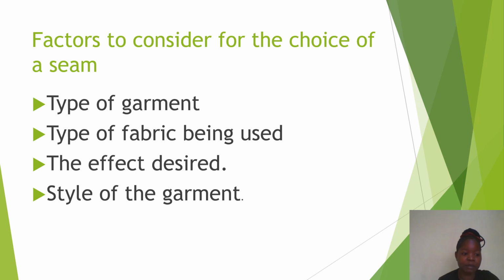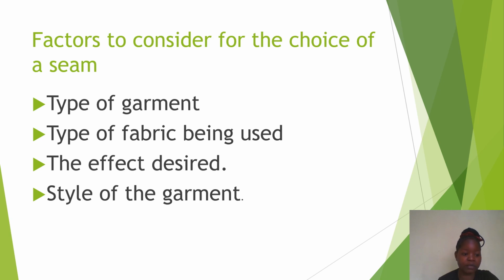Then type of fabric being used. For example, fabrics that fray easily require self-finishing seams, and a self-finishing seam is the French seam. Then the effect desired: if it should be seen on the right side, choose appropriately. Then position of the seam: plain seam and double seam will be appropriate for armholes.